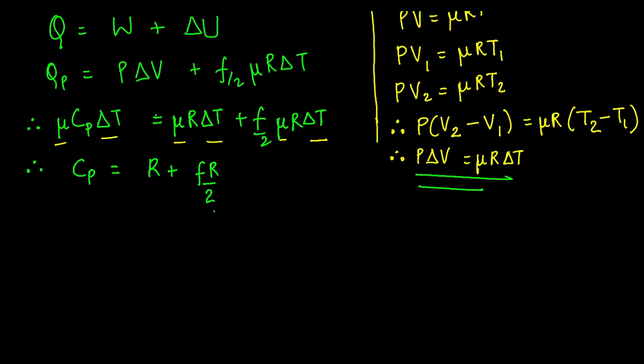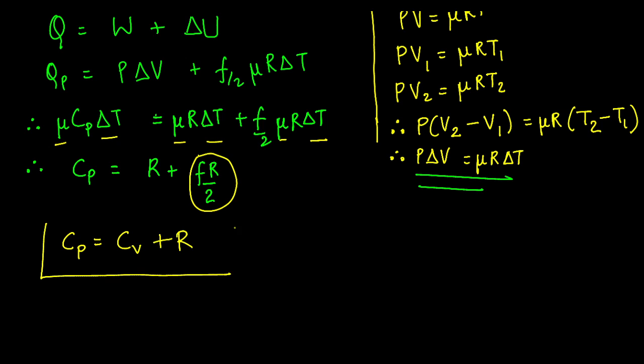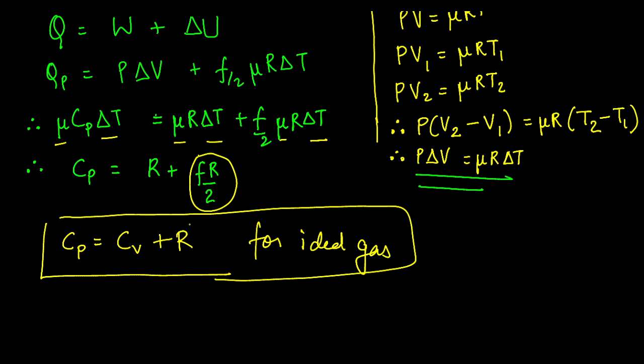Okay, but what is this? આ શું છે? FR by 2 શું છે? Yes, Cv. Very good. So finally we get Cp equal to Cv plus R. Again true for ideal gas. Okay, for every process. જો આ derive થયું isobaric process માં.